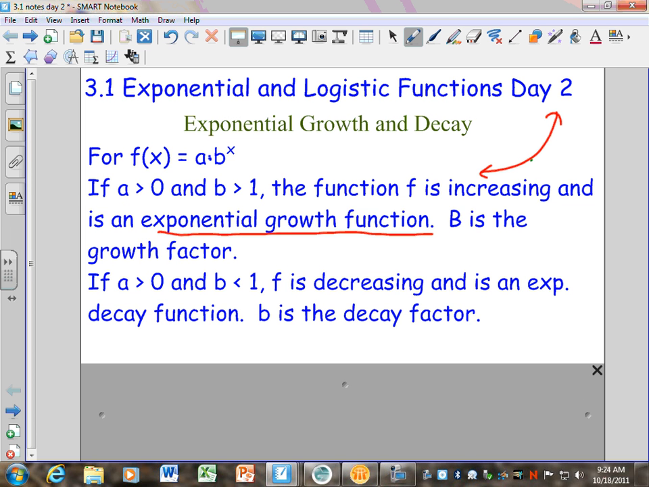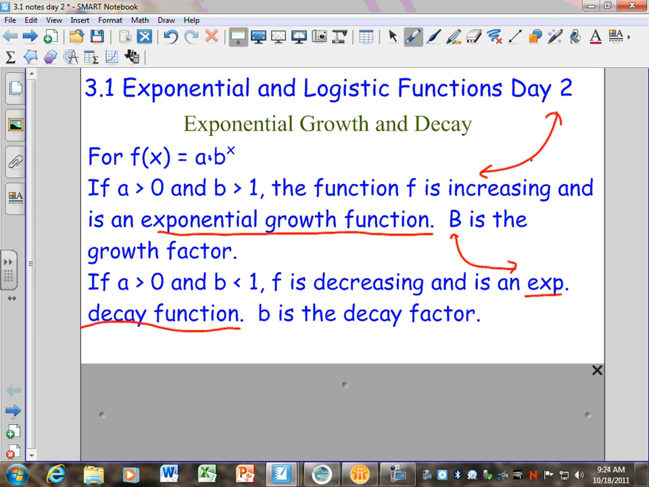We also can have exponential decay, and again, pay attention to the if part here. If a is bigger than 0 and b is less than 1, so if b is a fraction, kind of what we're looking at here, then our function is going to be decreasing. It's going to look like it flipped over the y-axis. It's going to kind of look like this, still that shape, but going the opposite way. And we call that an exponential decay function because over time it's getting smaller.